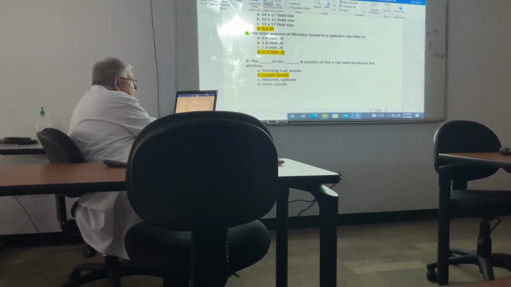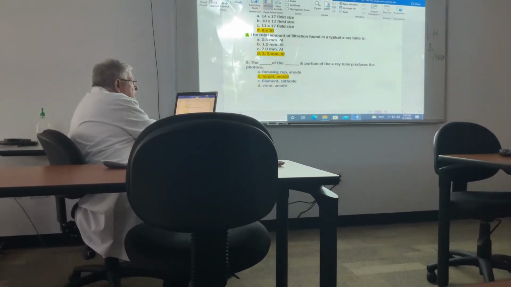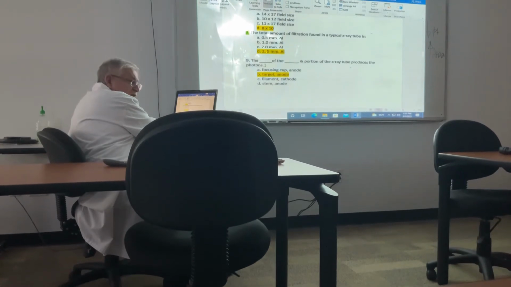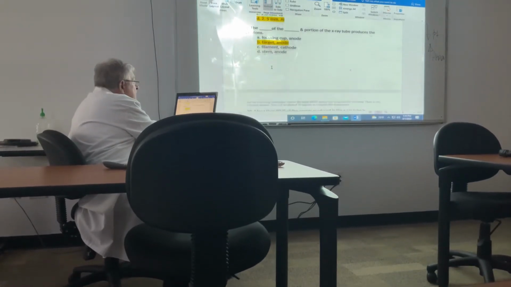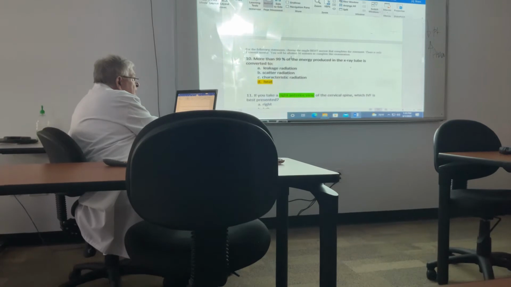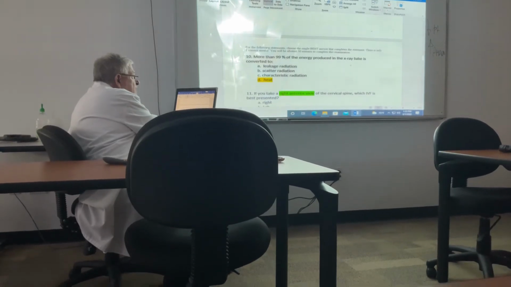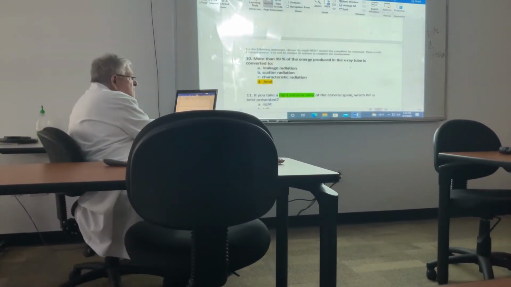So the target and the anode go together. That's the part that produces photons finally. Does that make sense? Okay. 99 to 1 ratio. So if the majority of this is heat, okay?